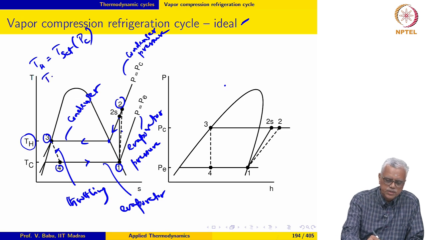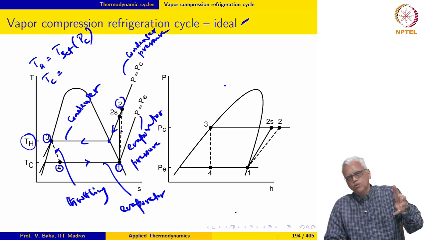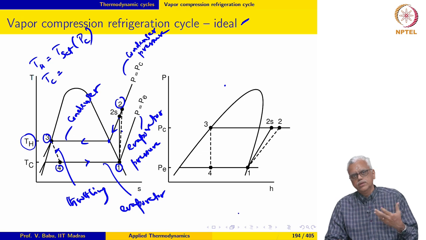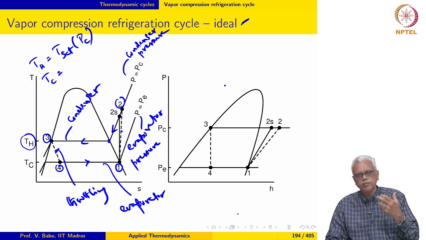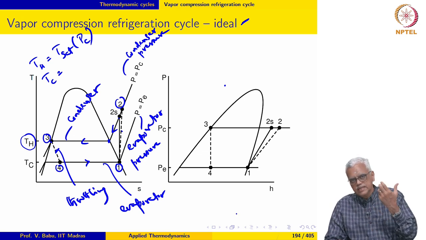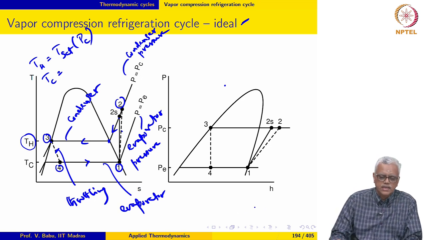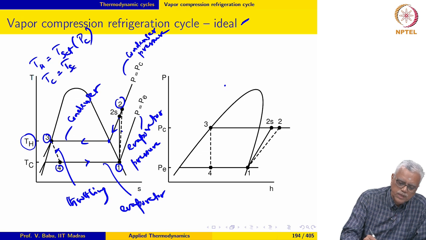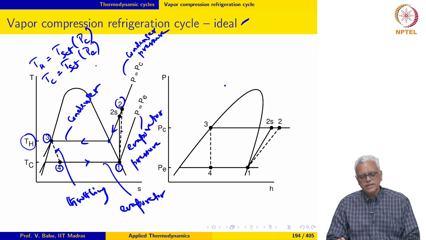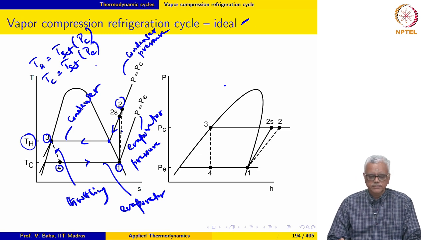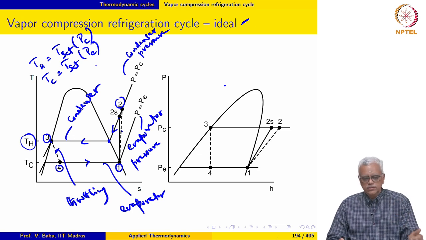and TC, the temperature of the cold reservoir from which heat is drawn by the refrigerant. Remember, TC is the temperature of the refrigerated compartment. So this is where the heat is drawn by the refrigerant. So this corresponds to the saturation temperature of the evaporator pressure. Okay, that is number one.